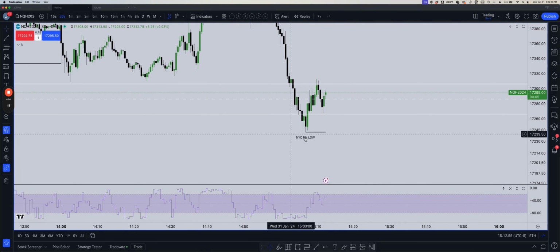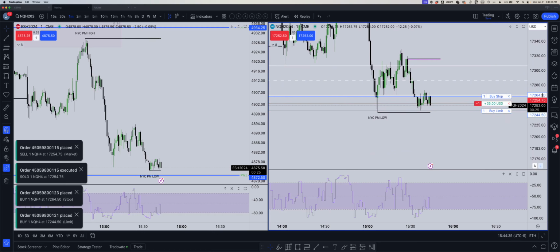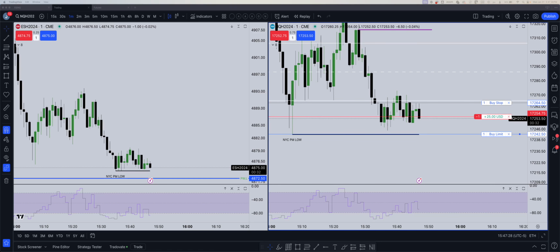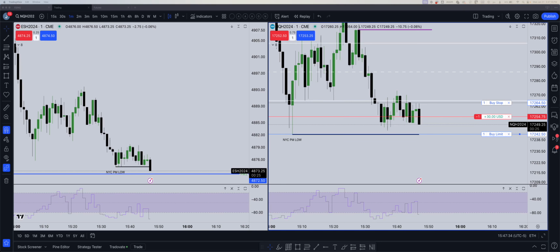So I'm just gonna wait for another entry. The reason why I entered there is because of this divergence there. Leaving this position alone. I'm gonna have the price do what it needs to do. Stopped out.